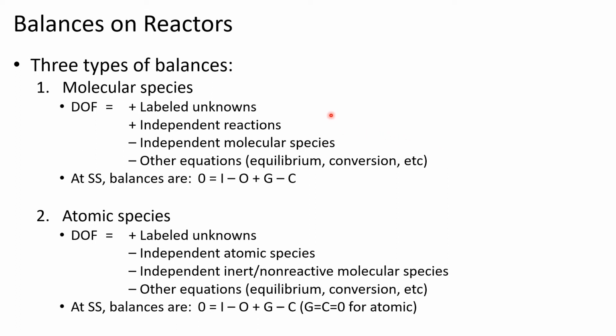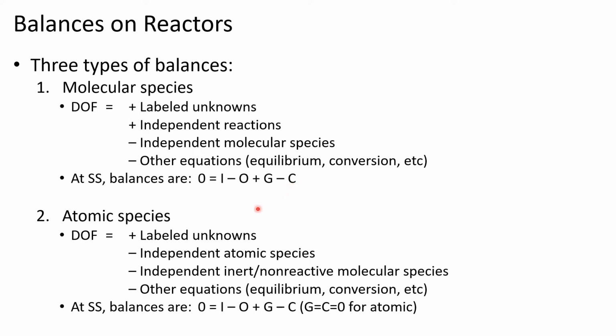If the degrees of freedom is equal to 0, then the problem is solvable. If this is a positive number, then we need one more equation in order to solve the problem. At steady state, we're going to write balances of the form that 0 is equal to what comes in of each species minus what comes out plus the generation minus the consumption of that species.